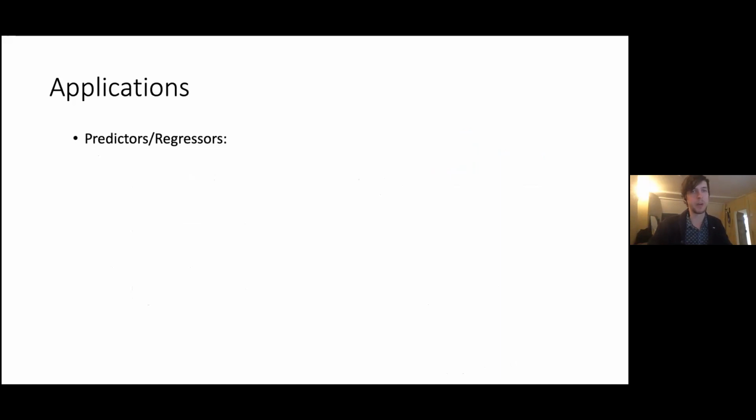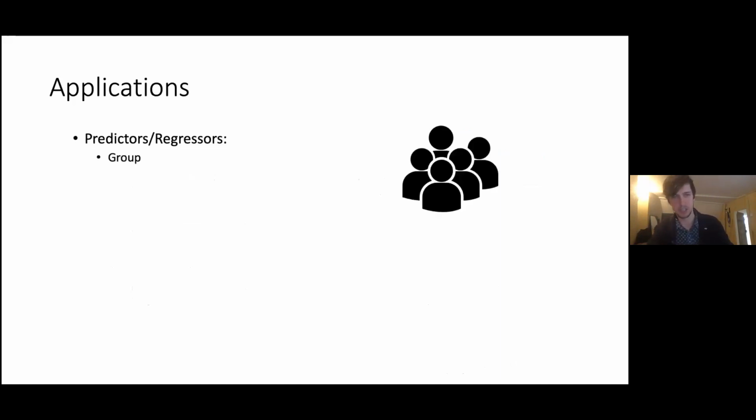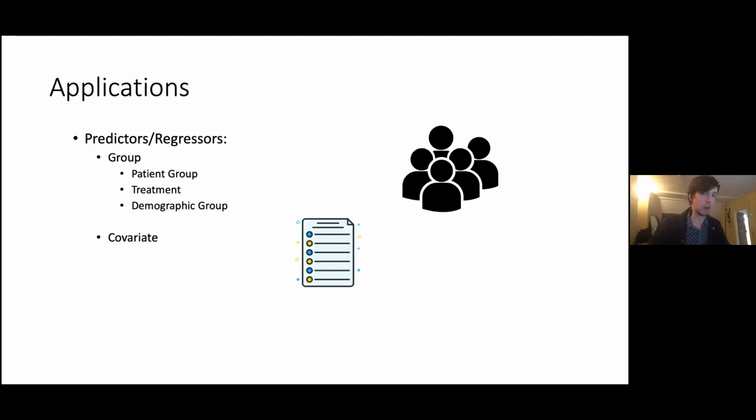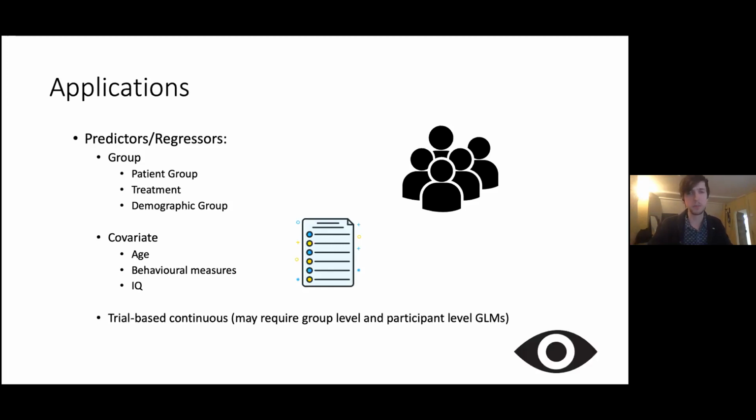Then coming to what you can use to predict that data. This could be group, so a patient group against controls, a treatment group for some kind of pharmaceutical intervention, or a demographic group like socioeconomic status or gender. You can then also put in covariates, things that you measure, so these are continuous covariates. Like behavioral measures outside of the scanner, which is something that I've been doing a lot in my PhD, or things like IQ from standardized assessments. And then you can also have trial-based continuous measures.